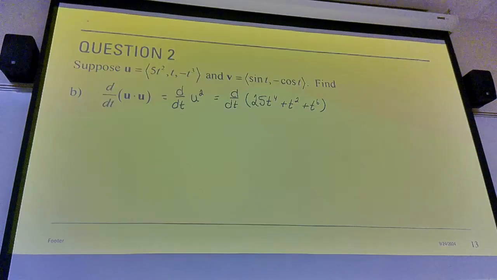I'm confused about u dot u making u squared. It's a property of the dot product. Take any vector dotted with itself, you get the magnitude squared. Okay. What's that derivative? t cubed plus 2t plus 6t. Easy.